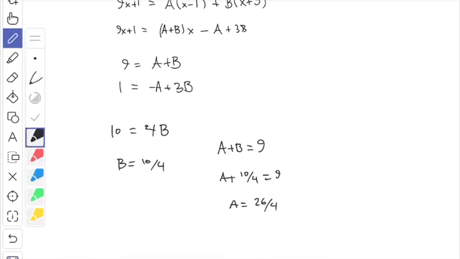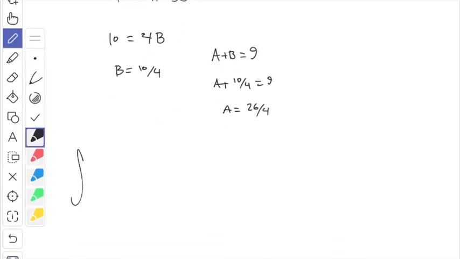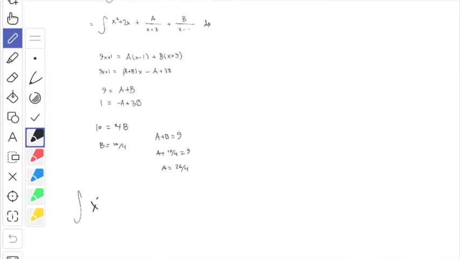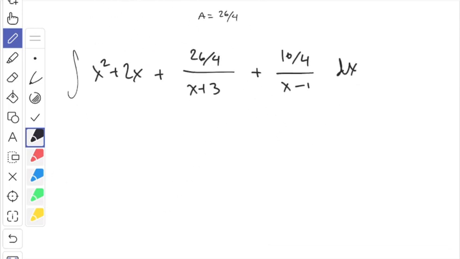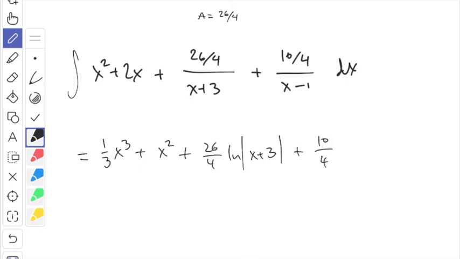Let's just write the final answer then. So it was the integral of, I forgot the rest of it, x squared plus 2x and then plus a over x plus 3. So that's 26 over 4 over x plus 3 plus 10 over 4 over x minus 1. And this, we do the integrals. We get 1 third x cubed plus x squared plus 26 over 4 natural log of x plus 3 plus 10 over 4 natural log of x minus 1 plus C.